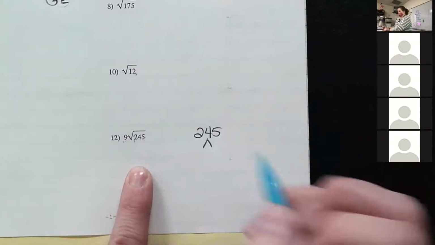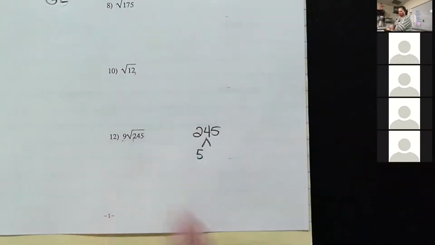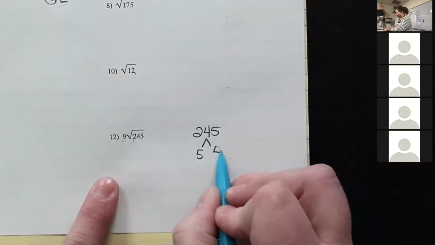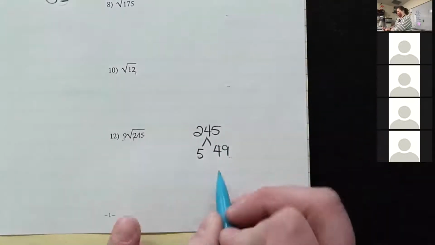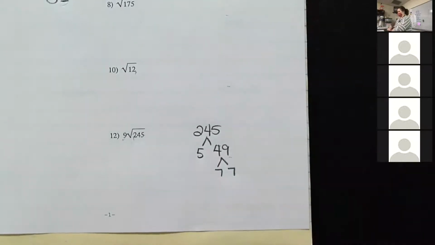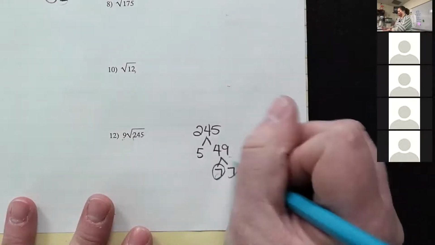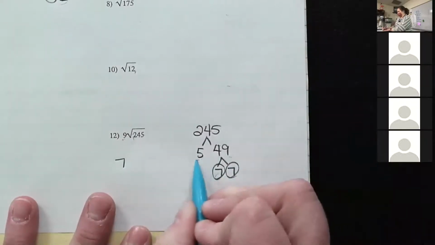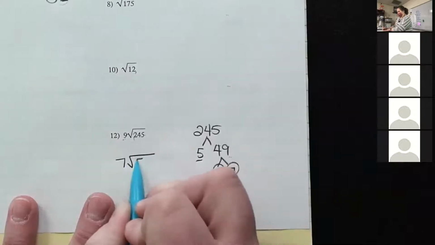So I know 5 can go in there. So 5 times what is 245? 49. Okay. And then can I break down 49? Yes. Yep, 7 and 7. Right, we're good? Okay, I see a group of 7. I'm going to bring that out. Leftovers 5. He can't come out. He does not have a pair.